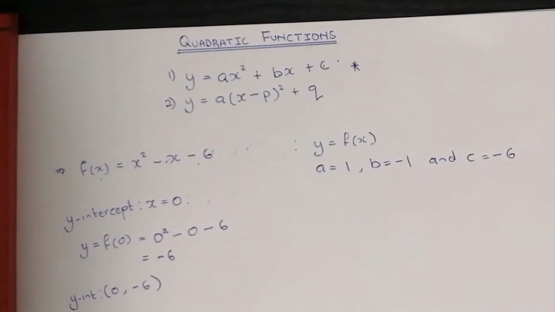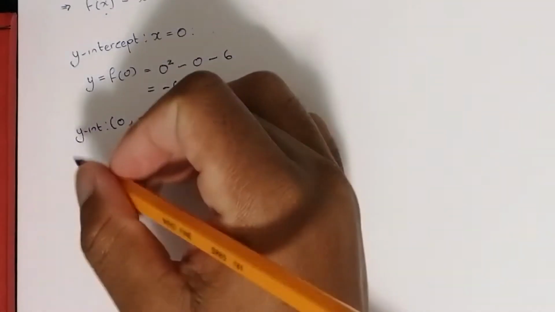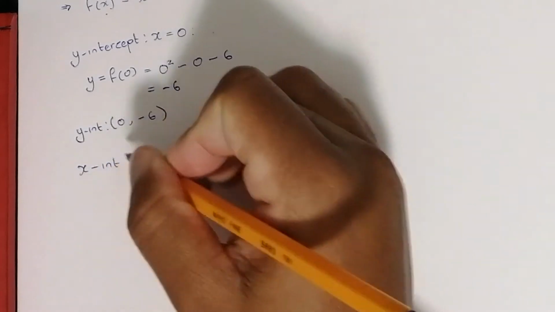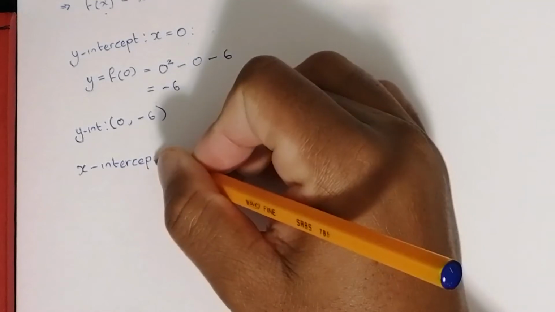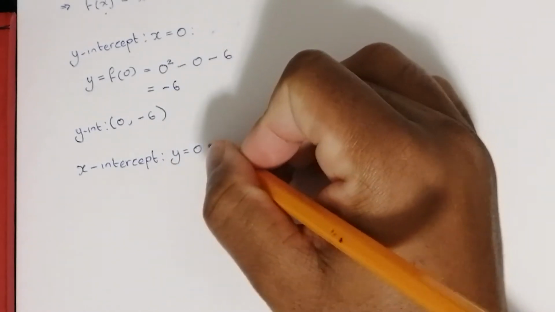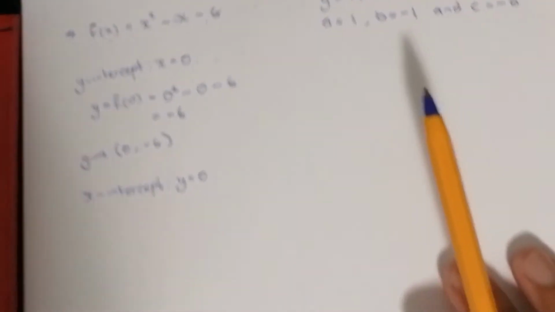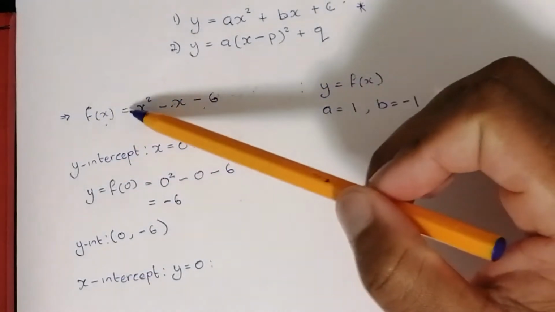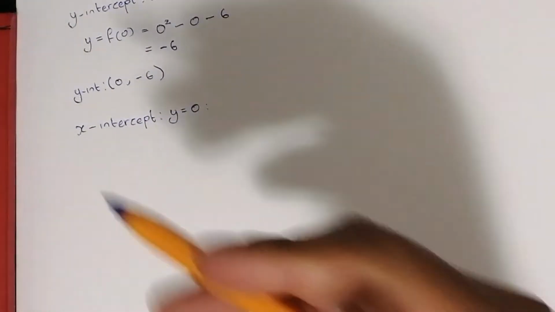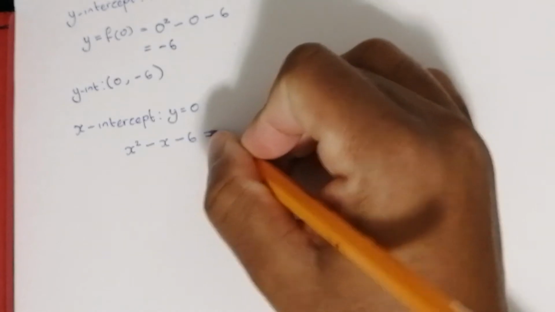Right? Now we want to find the x-intercepts. So to find the x-intercepts, what we do is we set the value of y to 0. So here we set y to 0, then we substitute this into this equation here. So where we have f of x, we just write 0 and then we equate it to this. So it's just x squared minus x minus 6 equals 0.